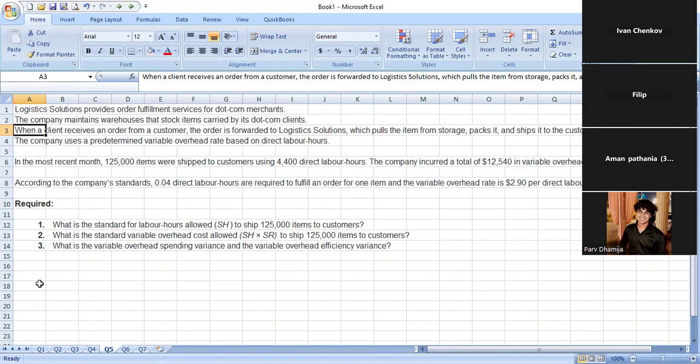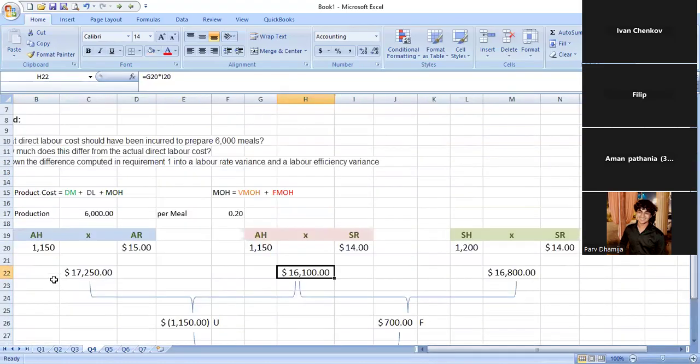In the most recent month, 125 items were shipped to customers using 4,400 direct labor hours. The company incurred a total of $12,450 in variable overhead cost. According to the company standards, 0.04 direct labor hours are required to fulfill an order for one item, and the variable overhead rate is $290 per direct labor hour. Now, once we have this information, let's go back to our product cost.